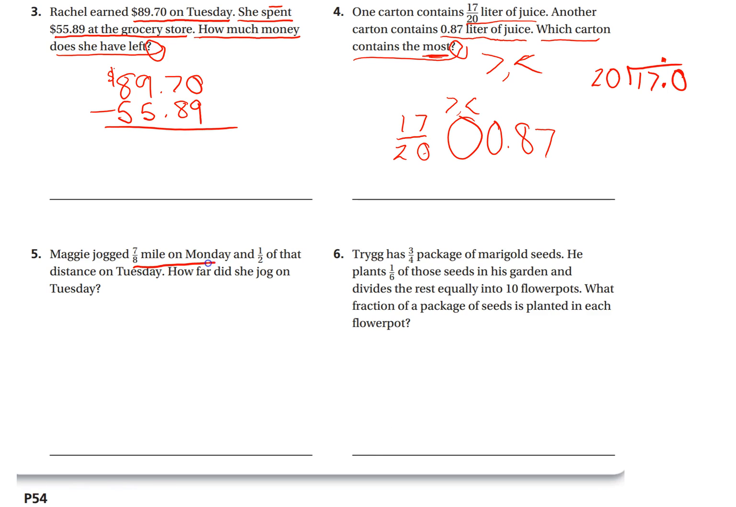All right, number 5. Maggie jogged 7/8 mile on Monday and half of that distance on Tuesday. How far did she jog on Tuesday? Well, we have 7/8, and we want to know half of that. Of is our key word that tells us we're multiplying. So half of 7/8, we would be multiplying. So I'll let you go ahead and finish that multiplication.